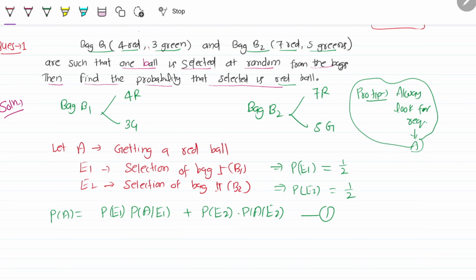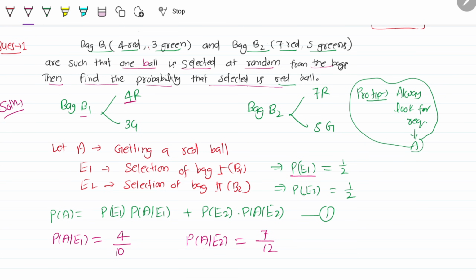Next, P(A given E1). What is this? P(A given E1) means E1 has already occurred. E1 is what? Selection of bag 1. So if you have bag 1, then from bag 1, how many red balls in your favor? 4 red balls. So it is 4 upon total balls, 4 plus 3, 10. And P(A given E2) means a red ball from bag 2. So from bag 2, red balls 7 upon total, 7 plus 5, 12. I hope it is clear.